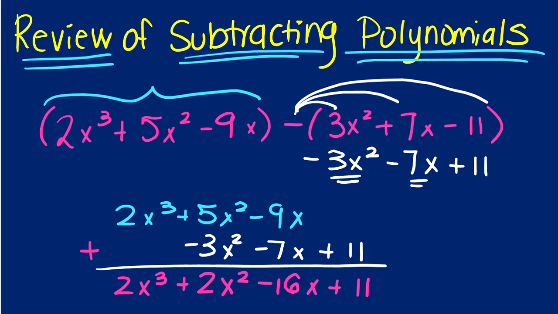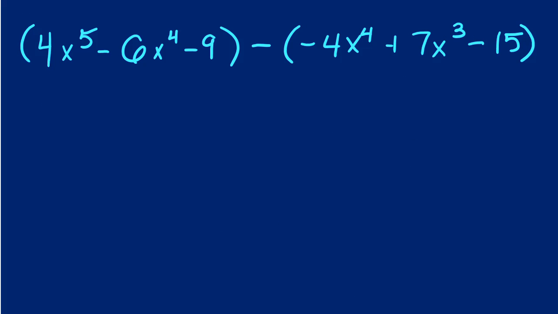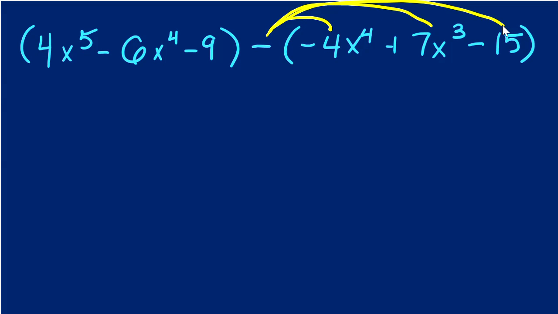All right, now let's go ahead and take a look at our next question. We'll do one more here together, and then you'll have a chance to do a couple on your own to warm up. Okay, so on this next question, we're again going to start by multiplying our negative sign to each of the terms in that second polynomial. And that's going to give us what? Right, so when we multiply that negative, we're going to get positive 4x to the fourth, negative 7x cubed, and positive 15 out of there.